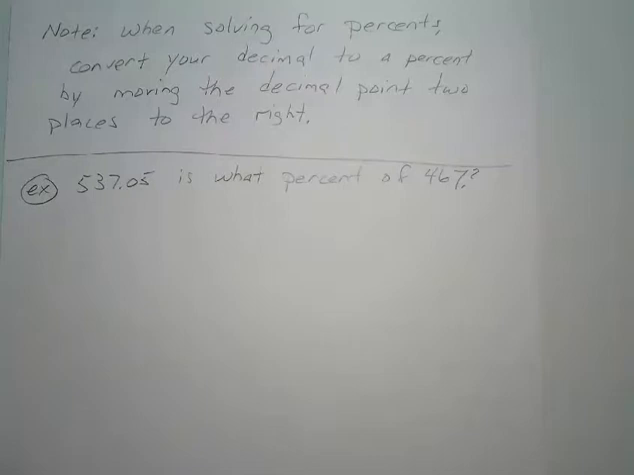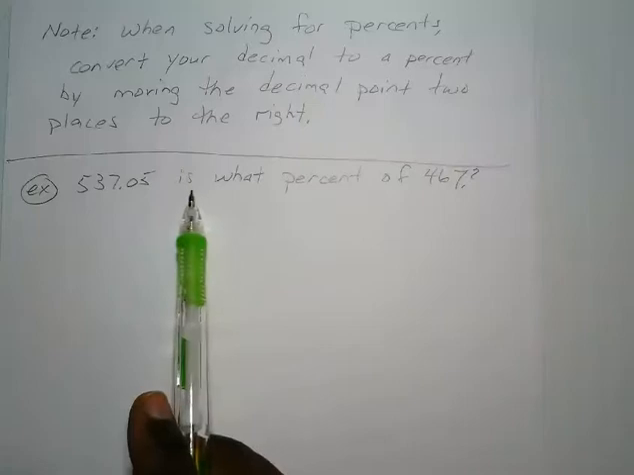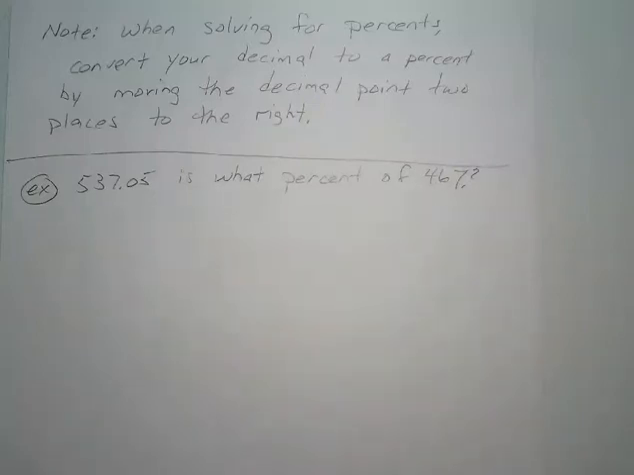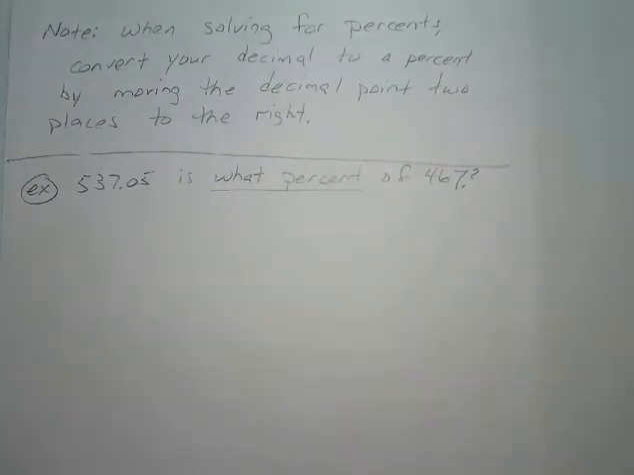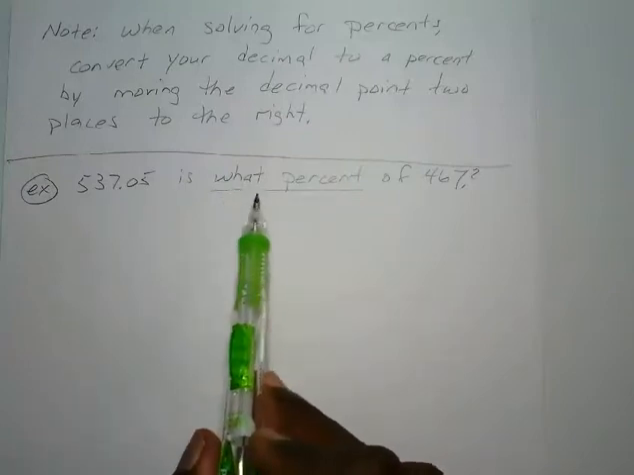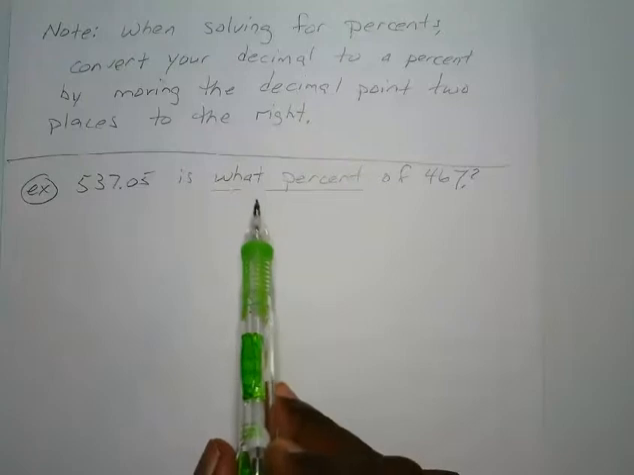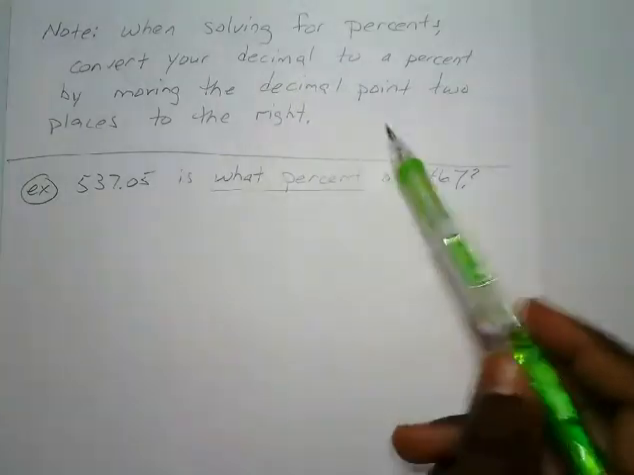Now, one thing I want to point out, looking at this, it says 537.05 is what percent of 467? Okay. So one thing I want to point out is because they're asking what percent, whenever you see what percent and you're solving for percents, you have to convert your final answer, which will come out to be a decimal, to a percent. Okay, so you do that by moving your decimal point 2 places to the right, and then you put the percent sign up. Okay, so that's really key when solving for percent.